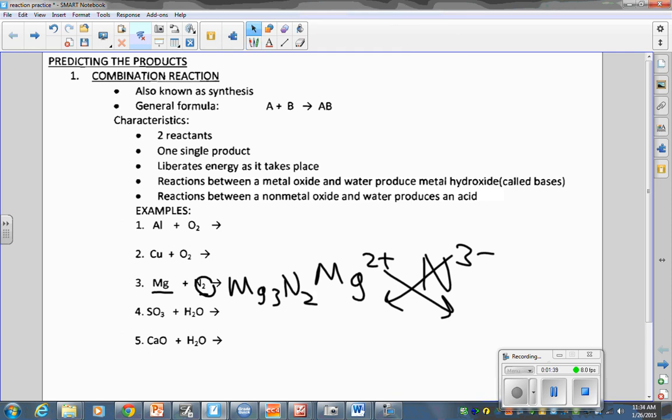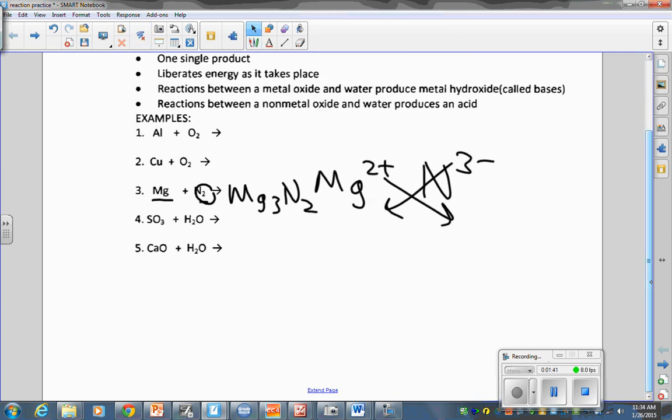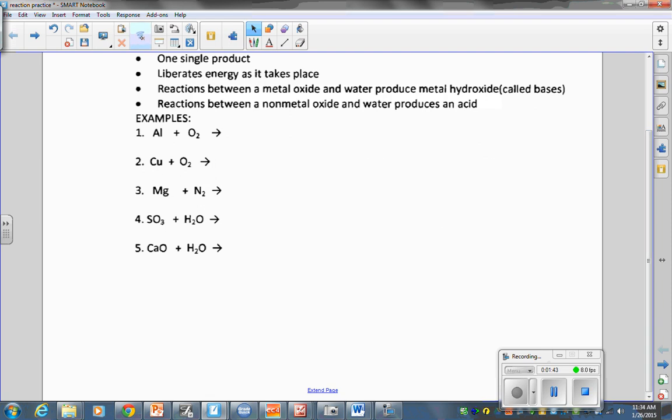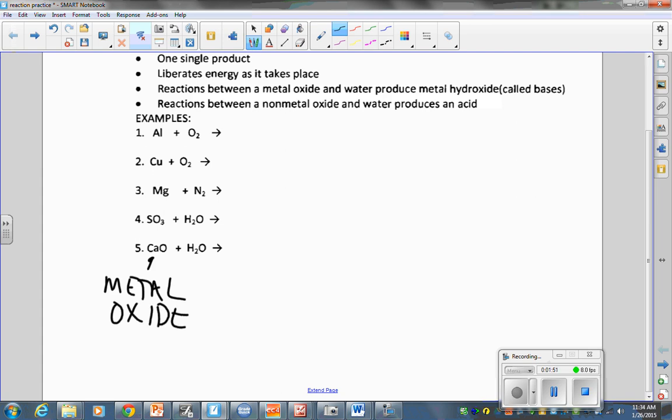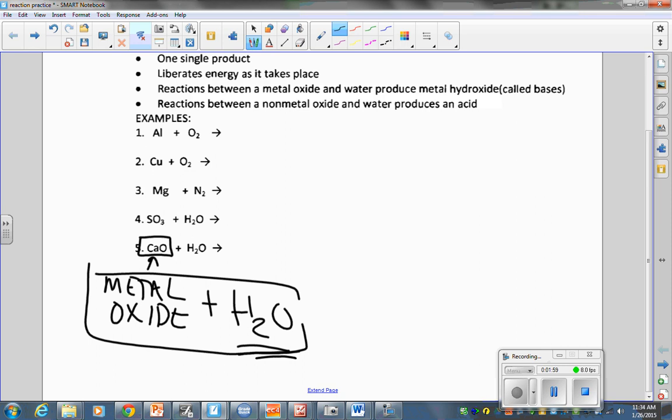Now, there are 2 that require a little memorization. So when we talk about the ones that require memorization, the first one is when you have a metal oxide. If you have something that is a metal oxide, it means metal and oxygen, like right there, the CaO. The rule is, whenever you have water on the left-hand side, it has to be a synthesis reaction. So you have to learn to look for that. If water is on the left-hand side, it means it's going to be synthesis. That has to be memorized. So you go, oh, it's synthesis. Well, there's only 2 kinds of synthesis.